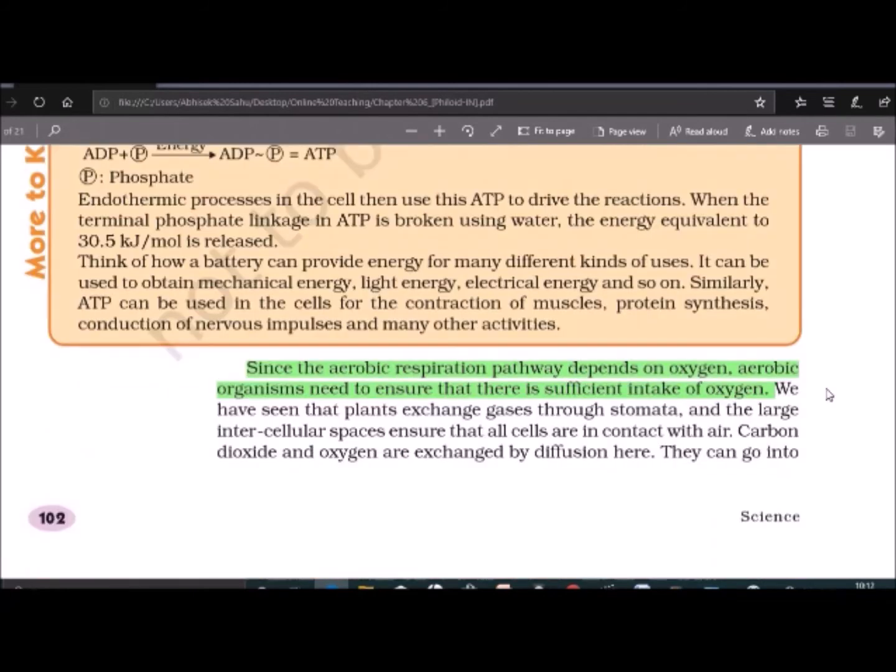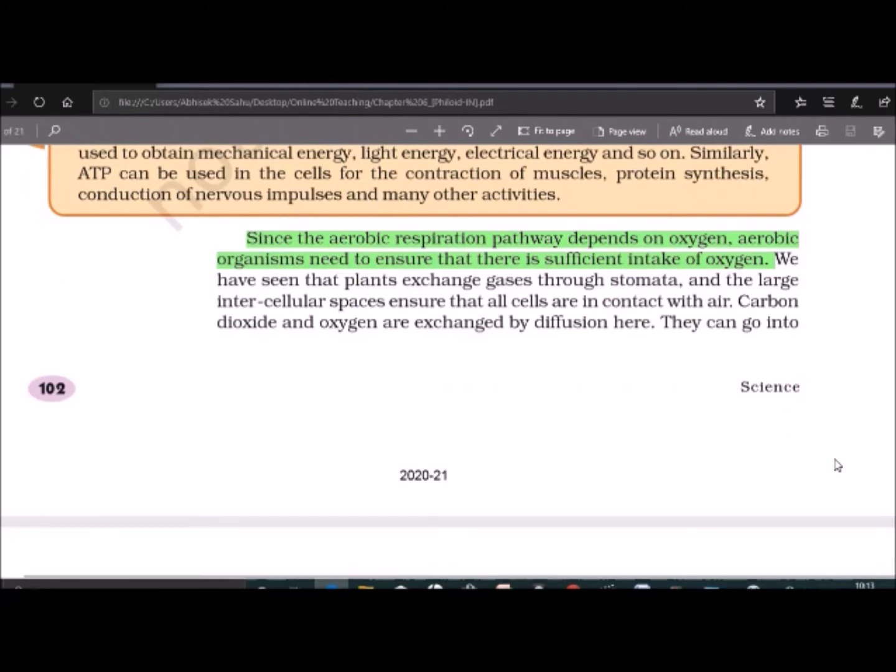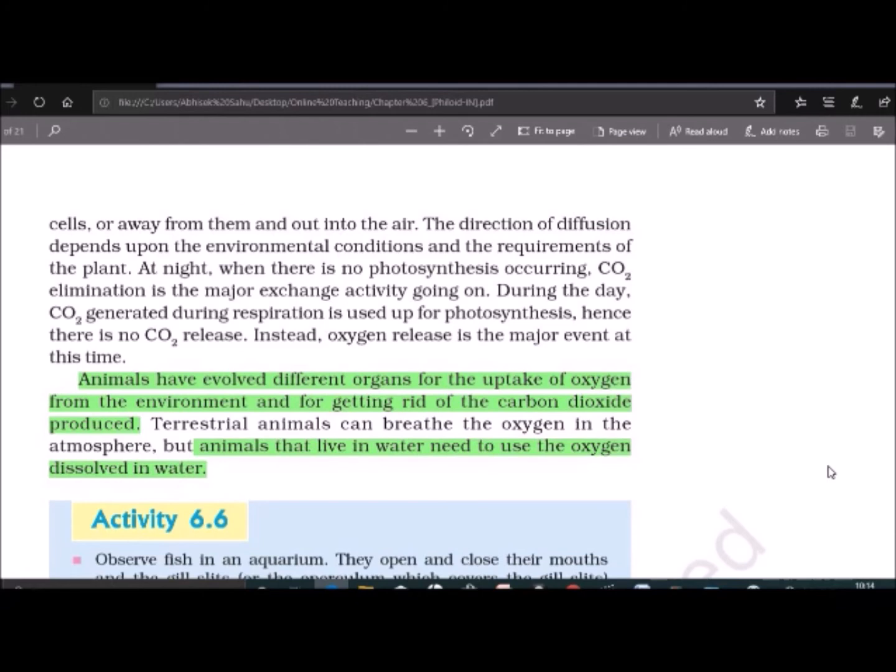Since the aerobic respiration pathway depends on oxygen and anaerobic respiration does not require oxygen, we have seen that the plant exchanges gases through the stomata, and the large intercellular spaces ensure that all the cells are in contact with air. Carbon dioxide and oxygen are exchanged by diffusion here. Plants use aerobic respiration to release energy from food. Hence, the plant requires oxygen for respiration and gives out carbon dioxide.